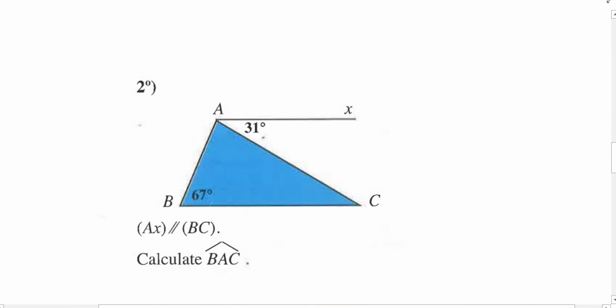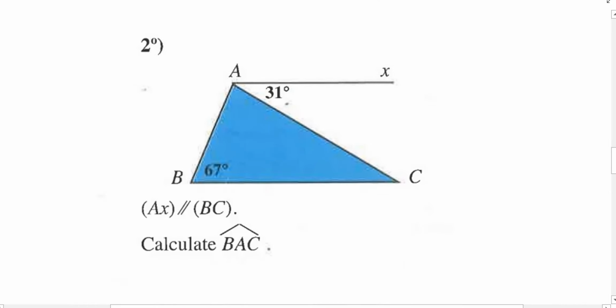So we're done with part 1. Let's move now to part 2. We have AX parallel to BC. So let's put the two codes that show the two lines are parallel, and we need to find BAC. We need to find the missing angle BAC.